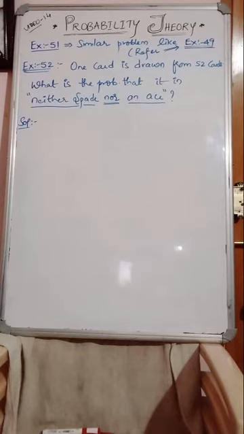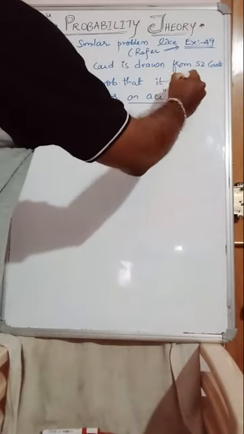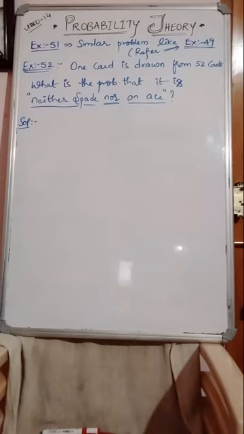Next, example number 52. One card is drawn from 52 cards. What is the probability that it is neither a spade nor an ace card? I mean, it's not a spade card and not an ace card. First of all, let us consider the notations now.